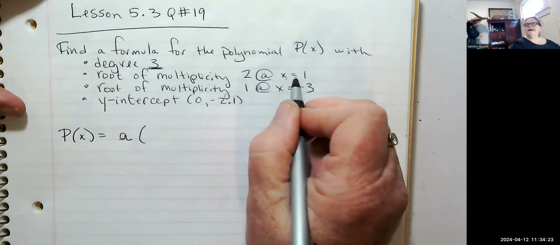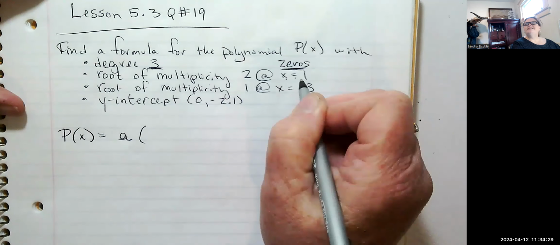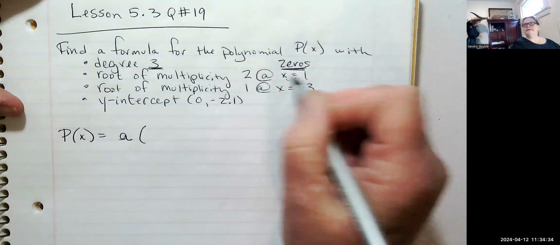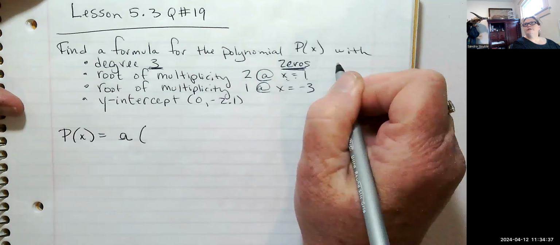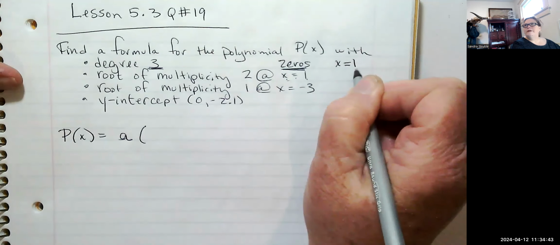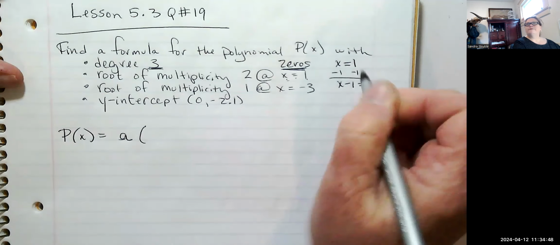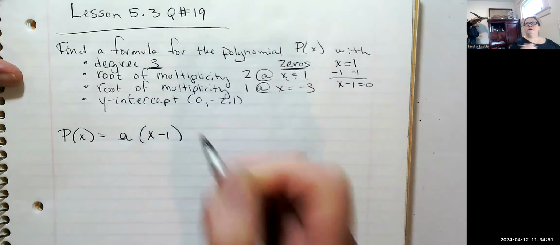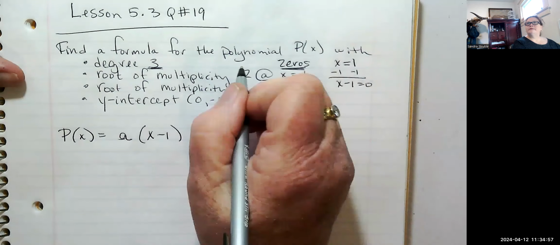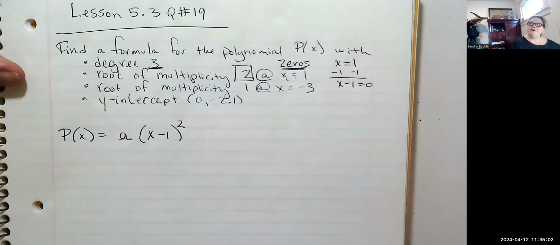In order for us to get x equals 1, which is our zeros, remember that our x-intercepts are our zeros. To find that, we just need to solve for zeros. So take x equals 1 and set that equal to 0. I'm going to subtract 1 from both sides, so x minus 1 equals 0. That is my first x minus 1 for my parentheses for my polynomial. What is the degree for that? The multiplicity is a 2, so this is going to have a 2 value.